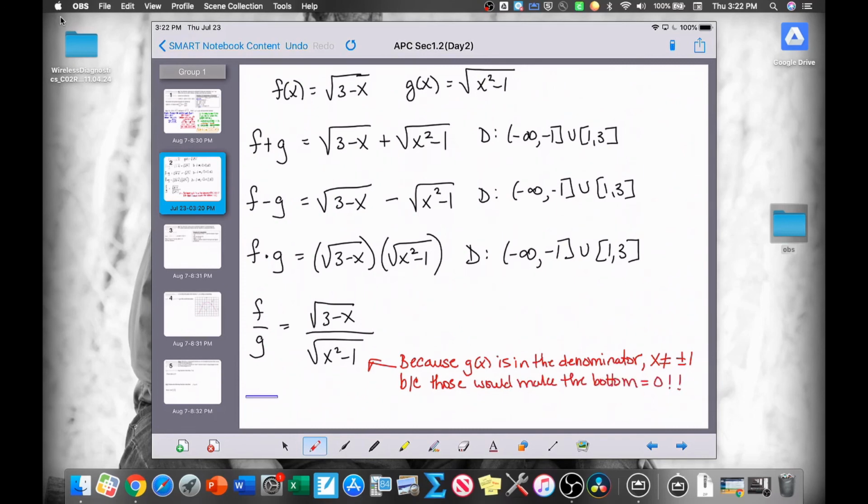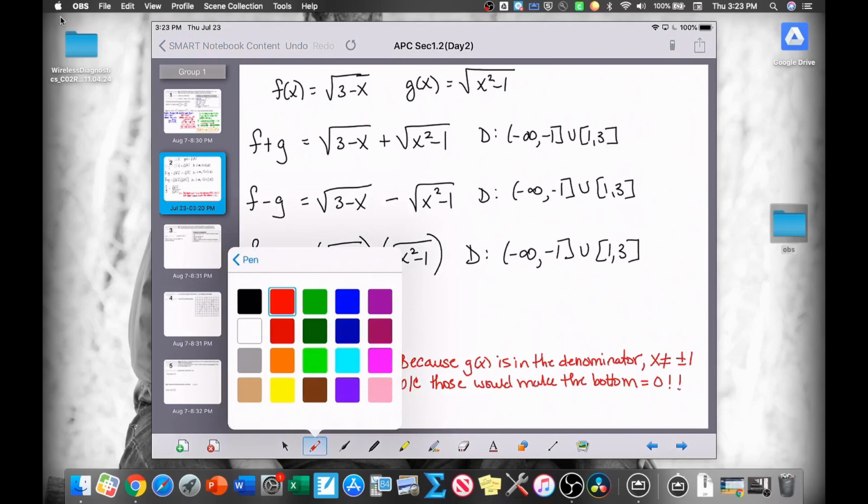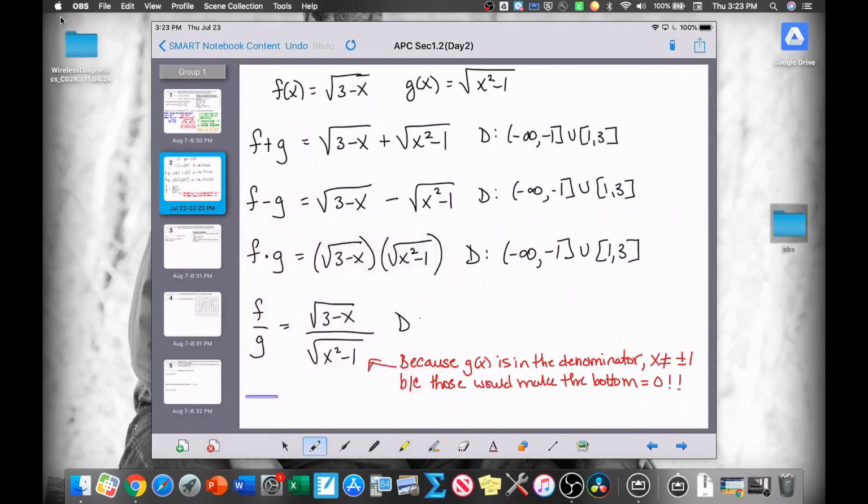Okay, so now we have to exclude those from our domain. So our domain now is going to change slightly, okay? It was negative infinity up to and including -1, but it's not going to include -1 anymore, so now we need to change that to a round bracket. Union, and it was including 1 up to and including 3, but we can't include +1 anymore, so that is also going to change to a round bracket.